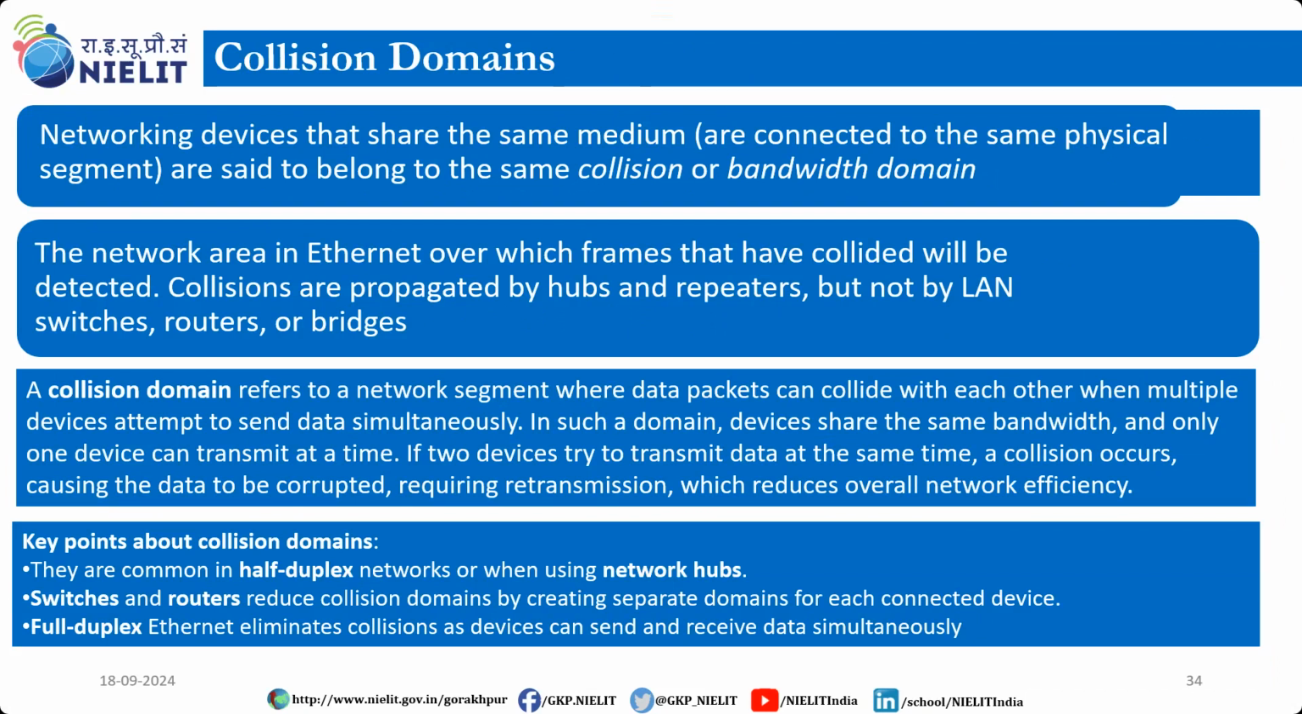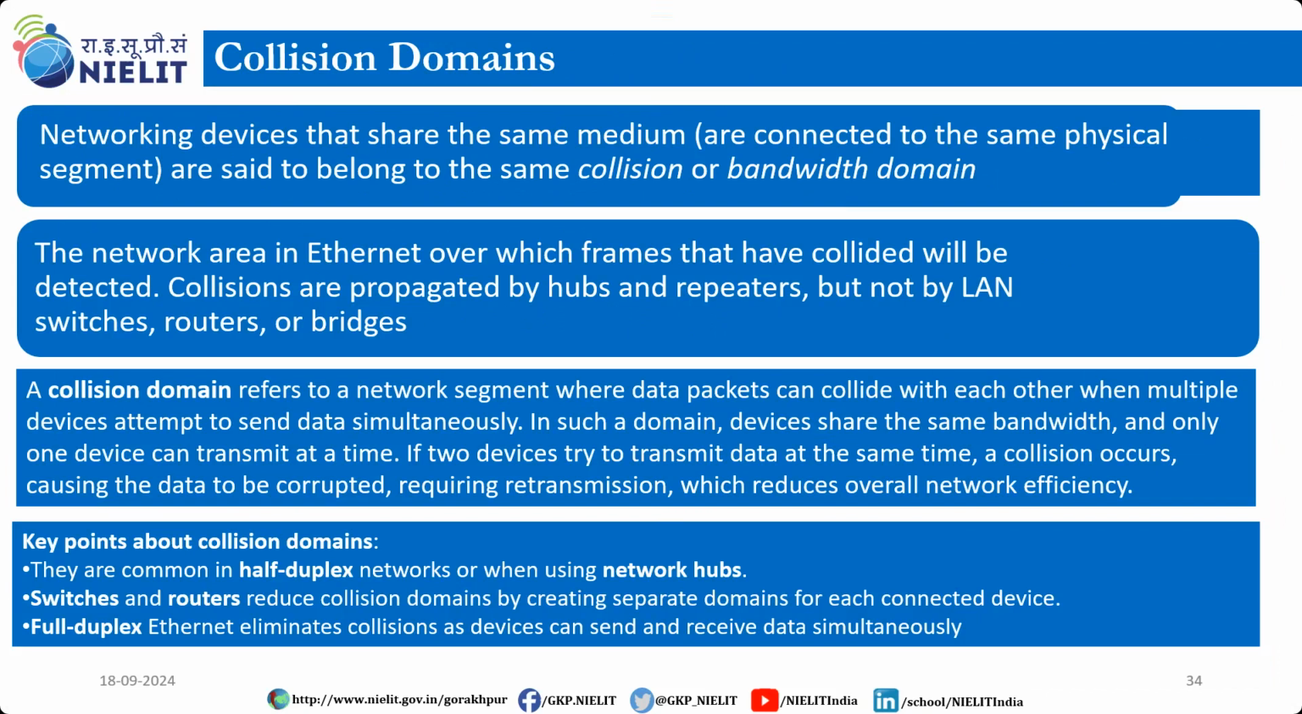So a collision domain refers to a network segment where data packets can collide with each other when multiple devices try to send data simultaneously. So our objective is to use the networking device which has more communication channels, more collision domains. More collision domains means more communication channels are available in our device.